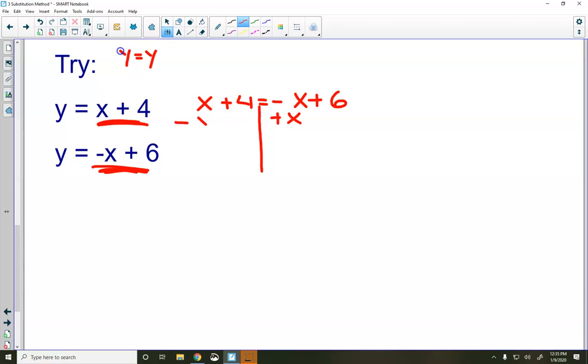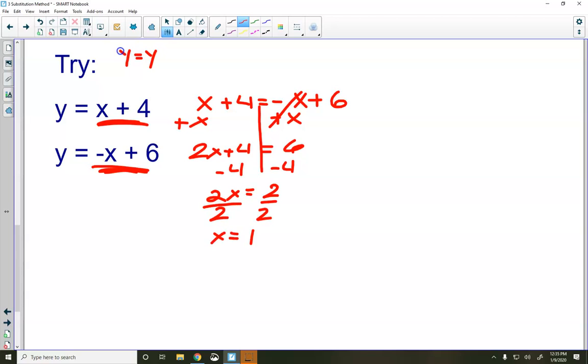So I'm going to add x to each side. This cancels out. I get 2x plus 4 equals 6. It's okay if you didn't start this way. You can still get the right answer if you do the math process right. I'm going to subtract 4, using inverse operations. I get 2x equals 2. I divide by 2, and x should equal 1.